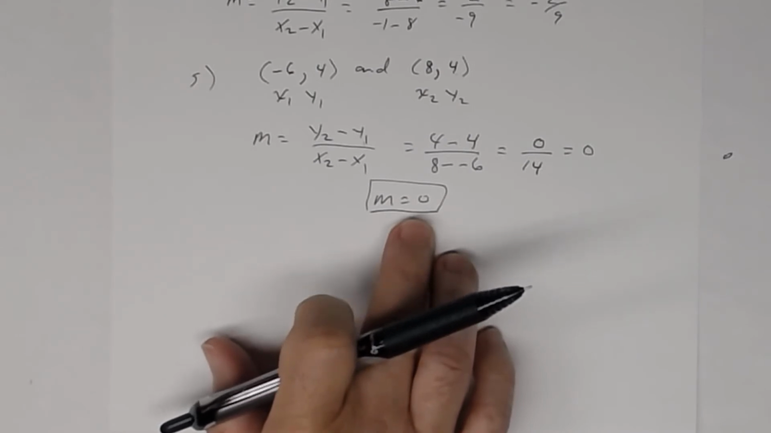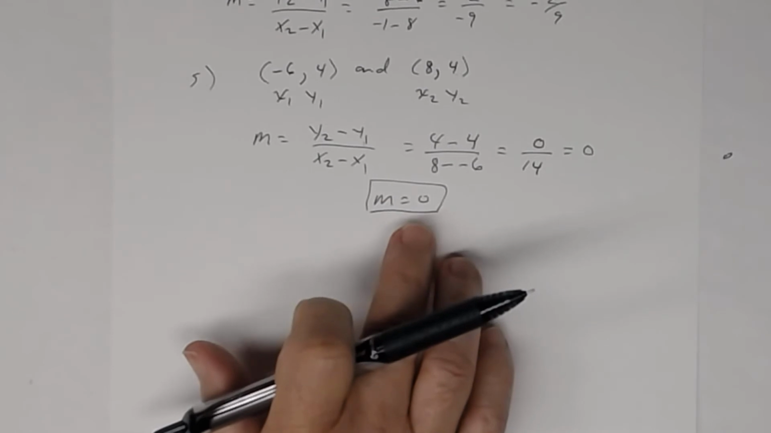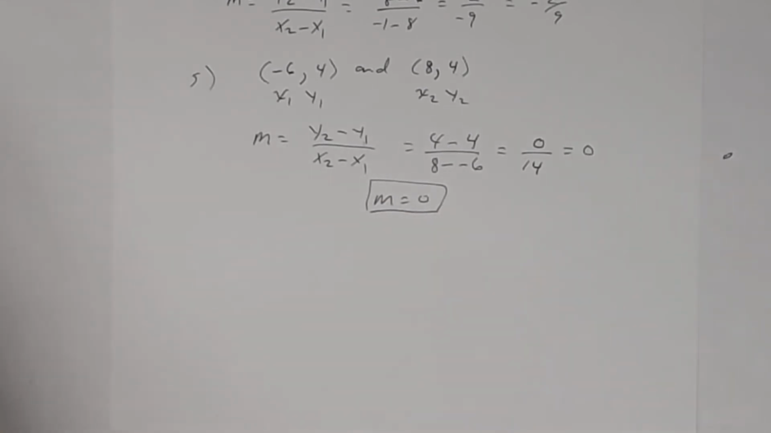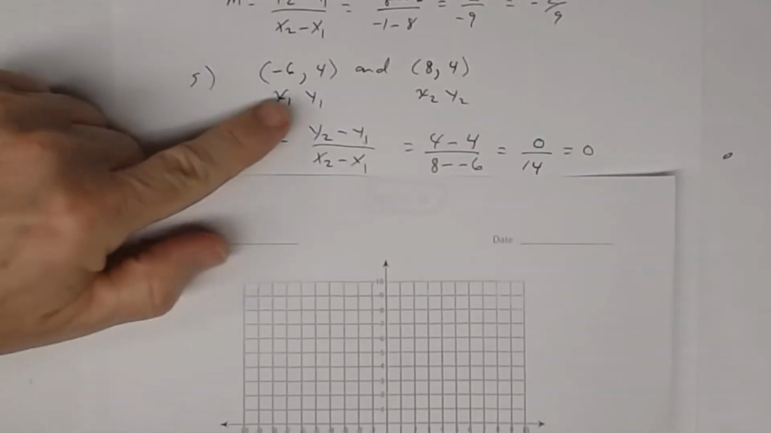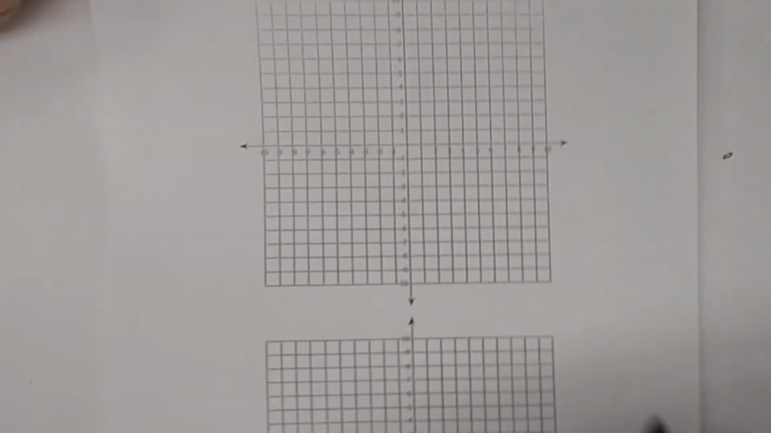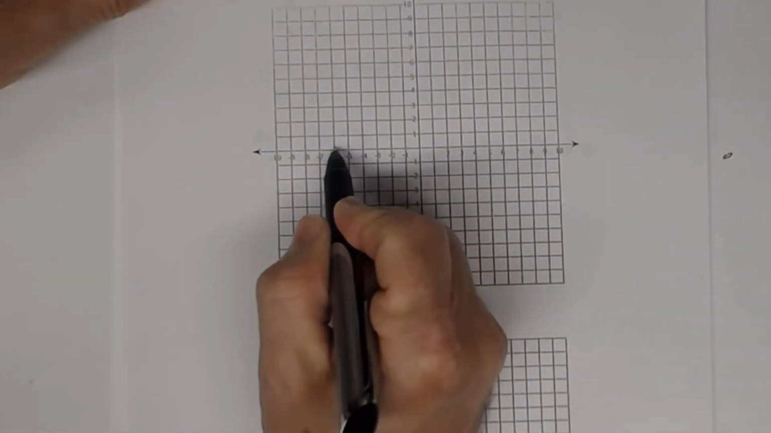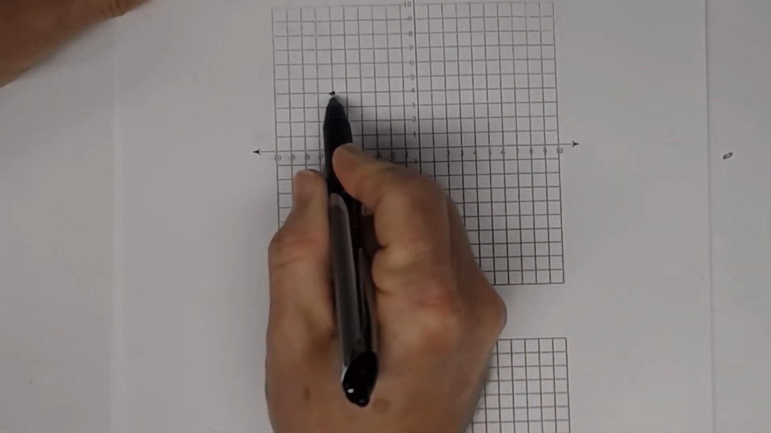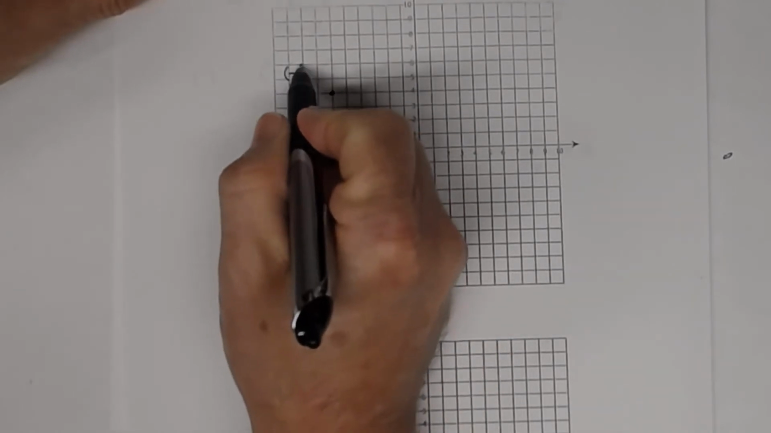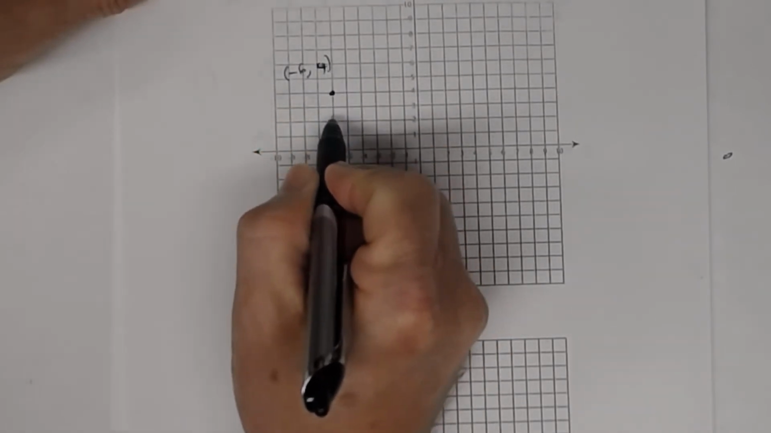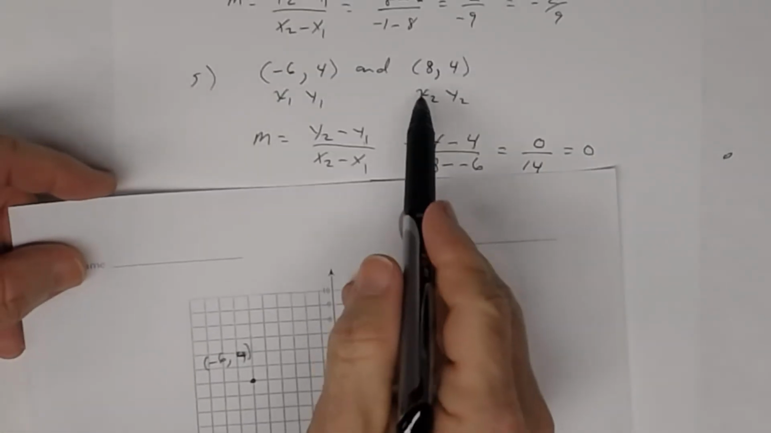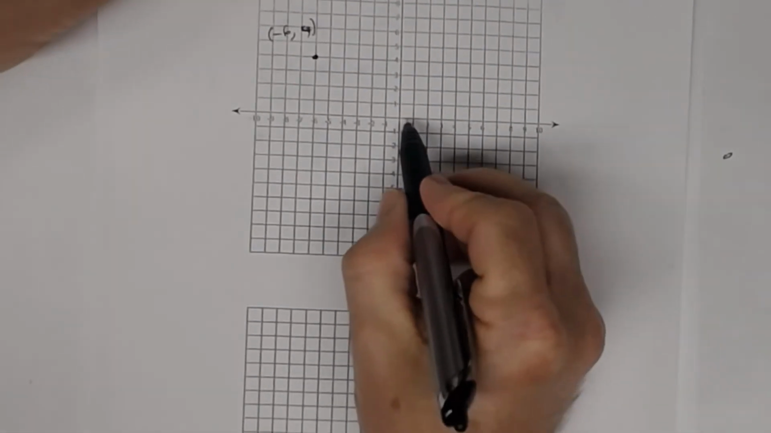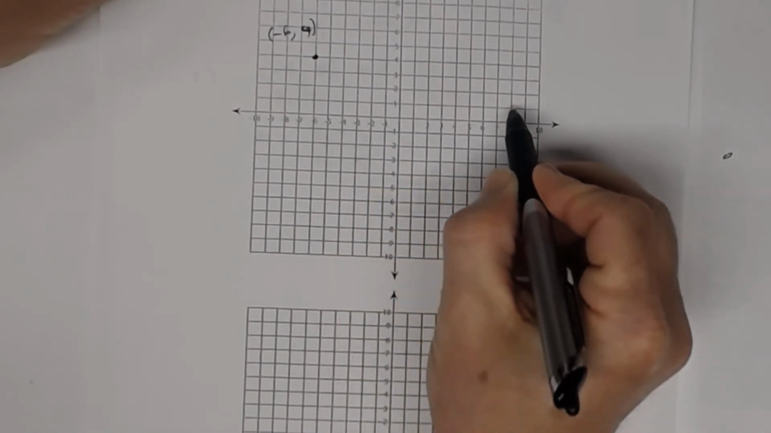The slope is 0. So what does that mean? What does the graph look like? Let's look at that graph real quick. Let's plot those 2 points and see what that graph looks like. So we have the point (-6, 4). Here's (-6, 4). We go to the left 6 and then up 4. And the other point we said was (8, 4), right? So for (8, 4), we go to the right 8 and then up 4.